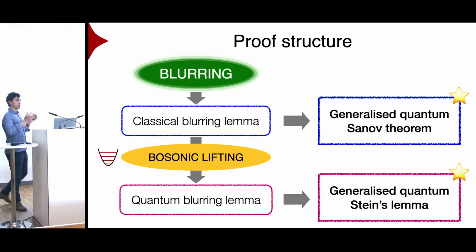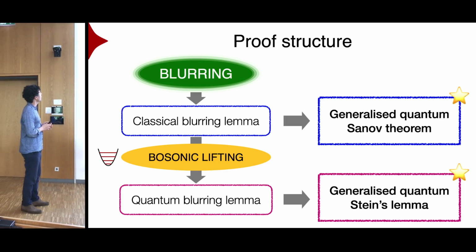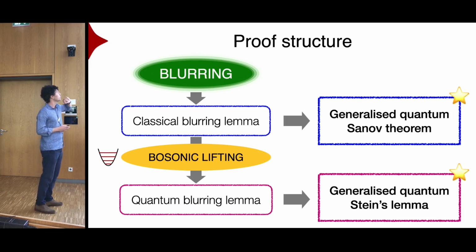Right, so the proof structure is like this. You first have this blurring technique, whose first instantiation is this classical blurring lemma, and this gives you immediately the generalized quantum Sanov theorem.